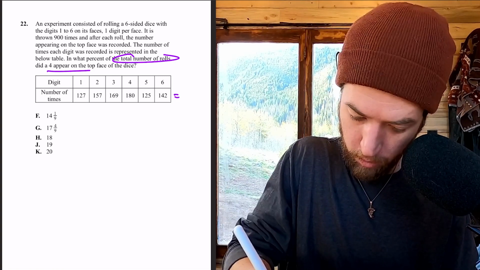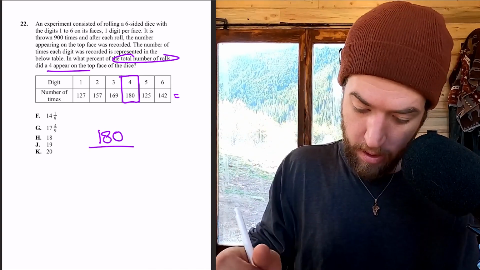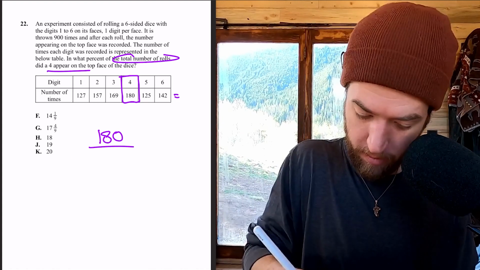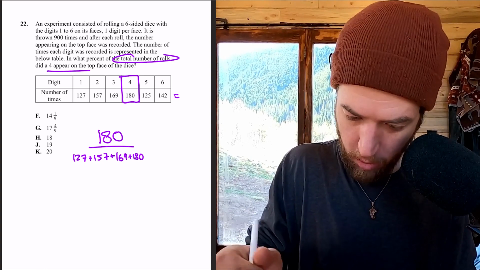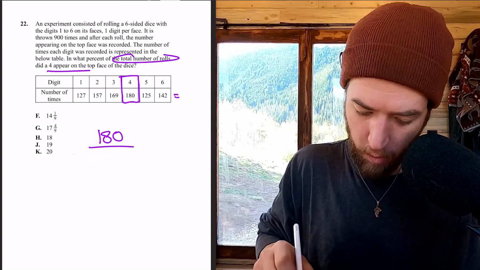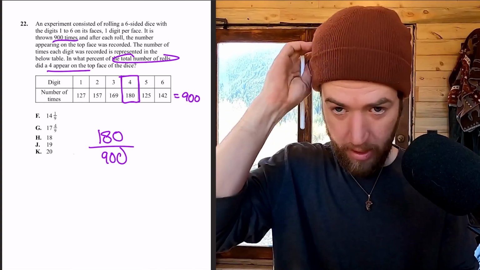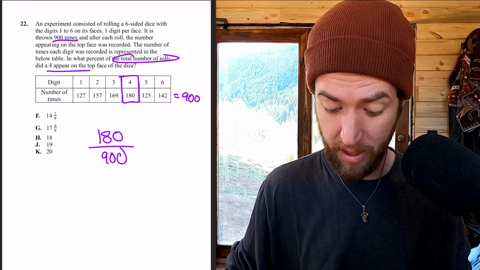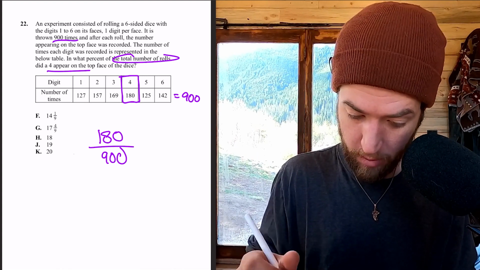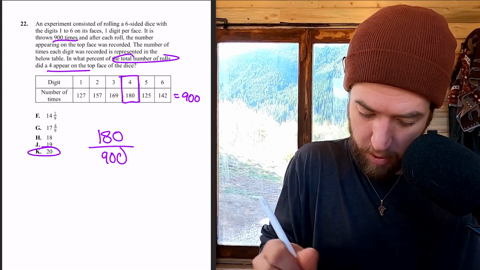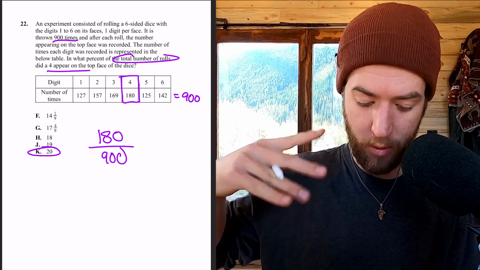So the total number of rolls, and we care about this column specifically. So we are going to be looking for 180 over all of that added together. I'll write it out. 127, 157, 169, 180. Oh, they say 900. They already told us up above that this is rolled 900 times. So use our context clues. I bet if we were to add these together, we'd get 900. And 180 over 900 should be 0.2, so 20%. 18 is double 9, but it has one more zero on the bottom, so it's 0.2, 20%.